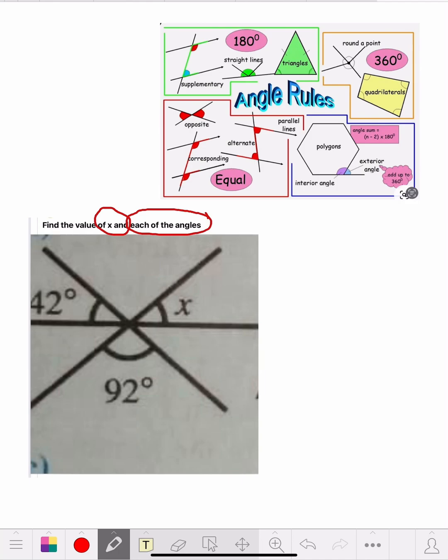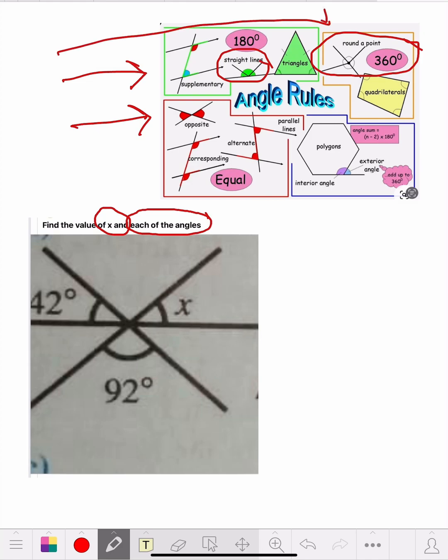What I put above there is the angle rules. We're going to use a few of these. We're going to use the opposite angle one right here, and also a straight line one right here, and maybe we'll use 360, which means everything around a point is 360. I like to put these angle rules up here because the more times you look at them, the more they just sink in your head and you say, oh yeah, I remember that. So let's go on.